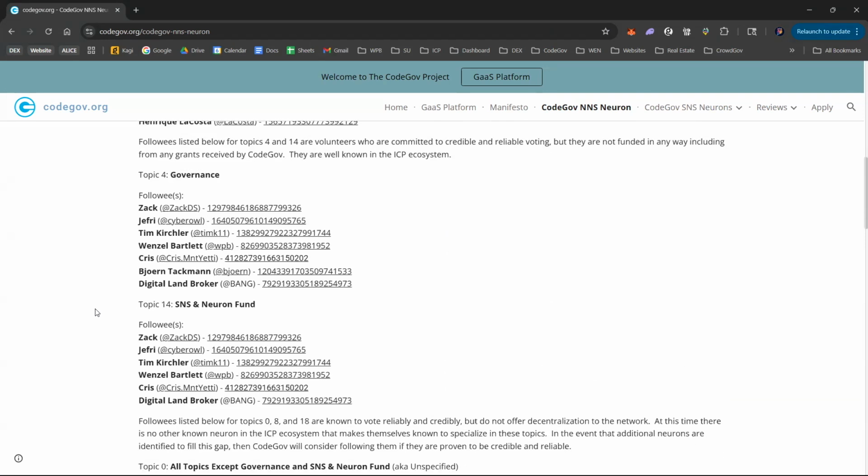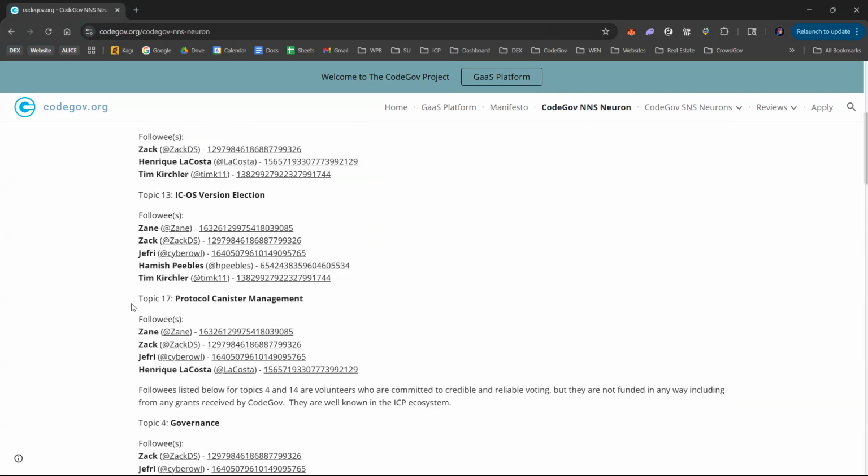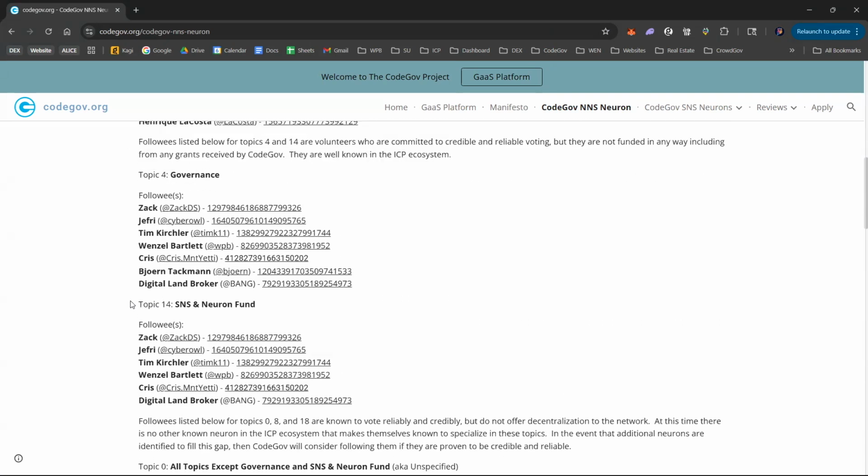And then CodeGov is also involved in both the NNS and SNS beyond just these technical proposal topics. So these up here are the ones where we receive grants and we have reviewers that get paid. But for the governance topic and for the SNS and Neurons Fund, we don't get paid for this. Everyone here is listed as a volunteer. And this list of people has changed over time.